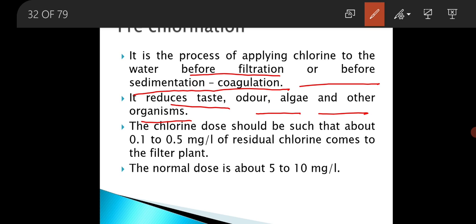The chlorine dose should be such that about 0.1 to 0.5 milligram per liter of residual chlorine will come out to the filter plant, and the normal dose is about 5 to 10 milligram per liter. And this pre-chlorination is always followed by post-chlorination so as to ensure final safety of water.